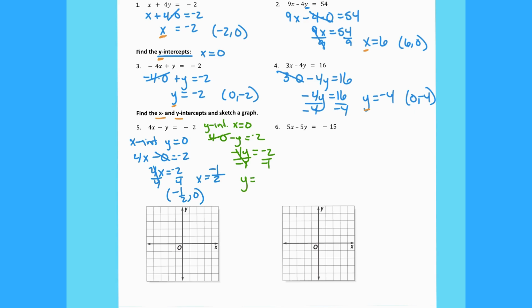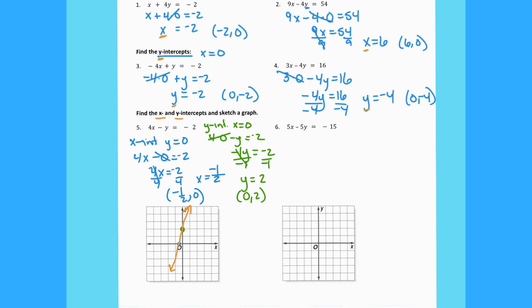And y is going to equal 2. And then that's the ordered pair 0, 2. So the new step on numbers 5 and 6 is now that we have those intercepts, we're actually going to plot them on the graph. So the x-intercept negative half, 0 is going to be about here. And the y-intercept 0, 2 is going to be here. And then we want to make sure we draw a line going through those points with arrows on both sides to show that it's going to go on forever in both directions.